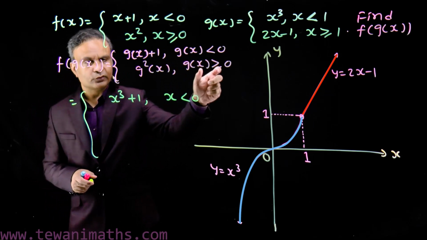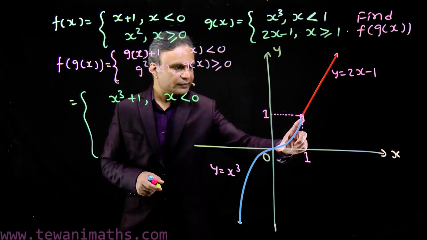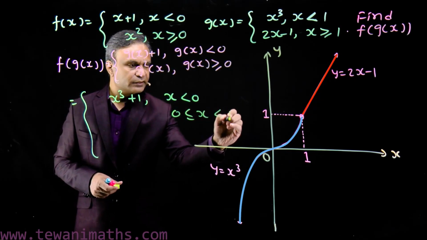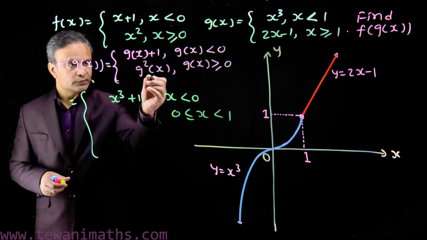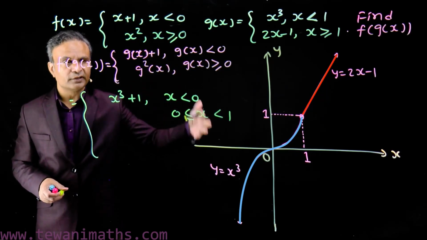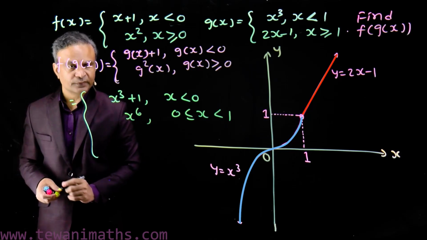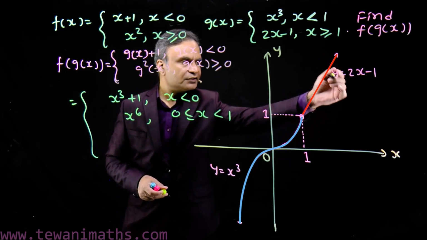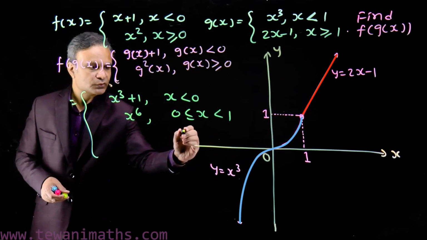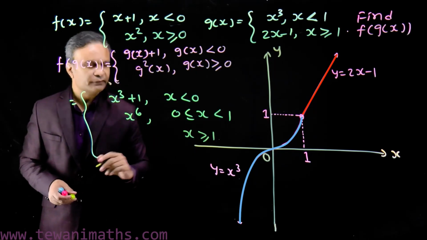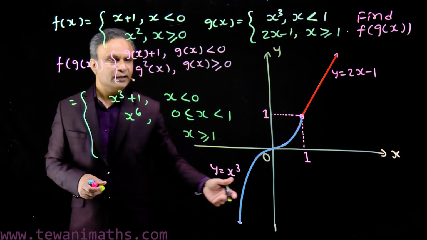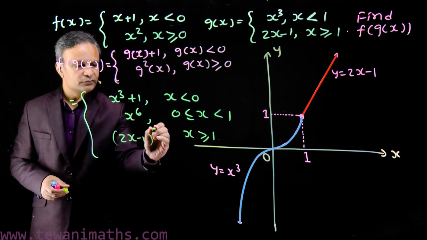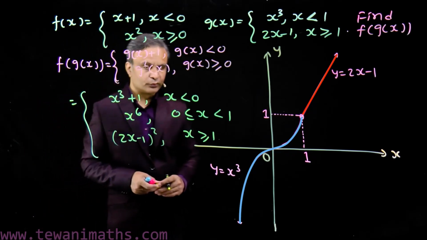Then we have g(x) greater than or equal to 0, which is here. First we have x cube, then 2x minus 1. For 0 less than or equal to x less than 1, we have g(x) is equal to x cube. So here for these values of x, we replace g(x) with x cube. So we have here x power 6. For 0 less than or equal to x less than 1, and for x greater than or equal to 1, g(x) is 2x minus 1. Here we replace g(x) with 2x minus 1. So we have (2x minus 1) whole square for x greater than or equal to 1.